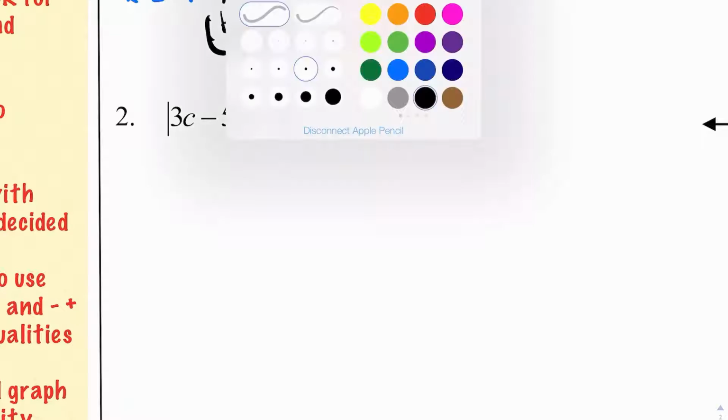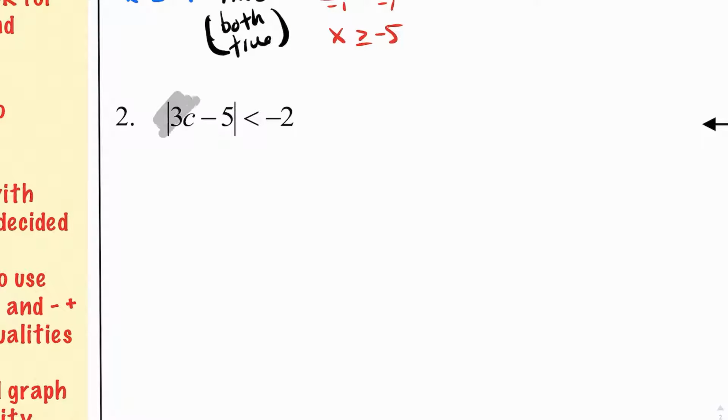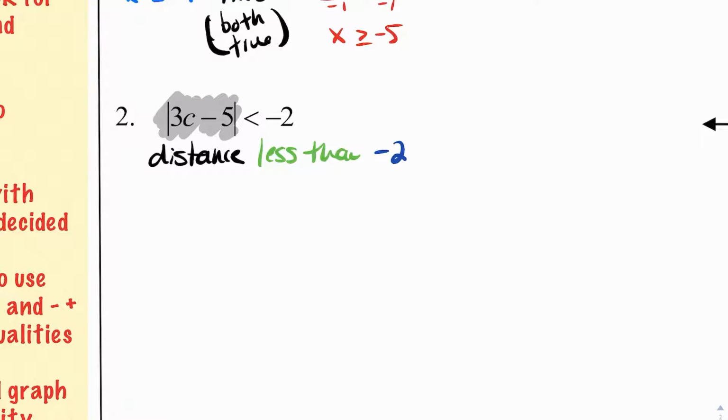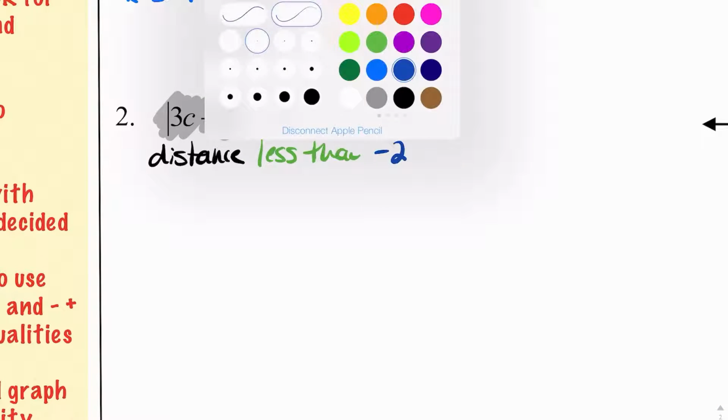So first thing we need to do is make sure the absolute value is alone. Here it is, it's all by itself. So then I ask myself if this is an and or an or, so I can see that this distance is less than something. Now if it's less than something, this is less than -2. This is actually a special case. So it's good to talk about.